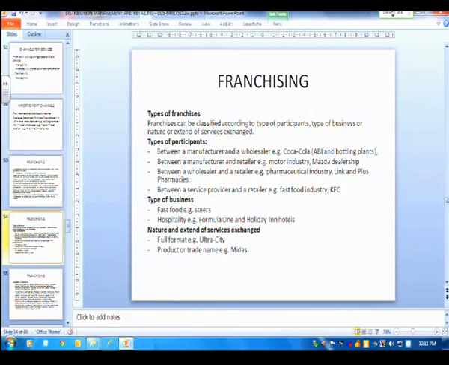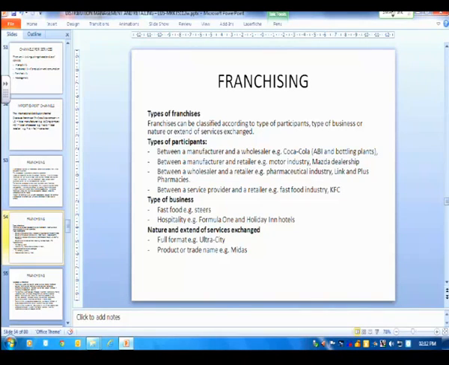One, between a manufacturer and a wholesaler, for example, Coca-Cola, ABI, and the bottling plants. Two, between a manufacturer and a retailer, for example, in the motor industry, a Mazda dealership. Three, between a wholesaler and a retailer, for example, in the pharmaceutical industry, Clicks and Plus pharmacies. Fourthly, between a service provider and a retailer, e.g. fast food industry, KFC.